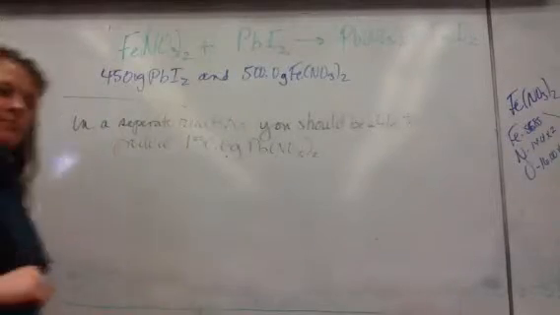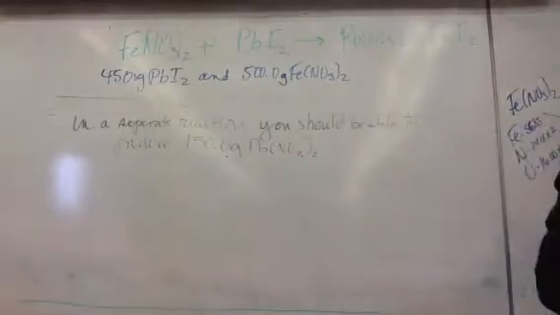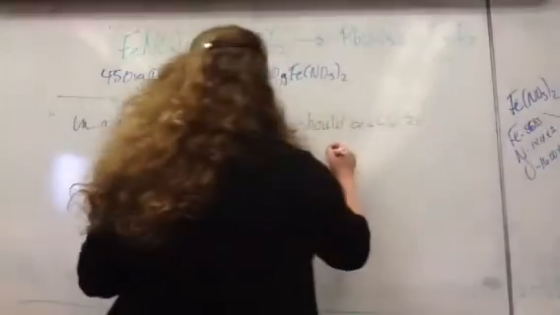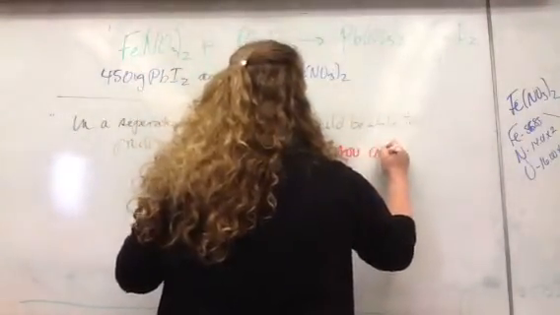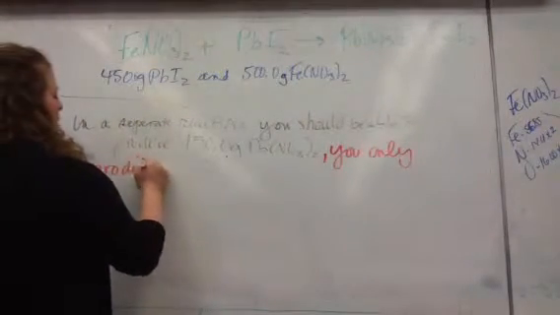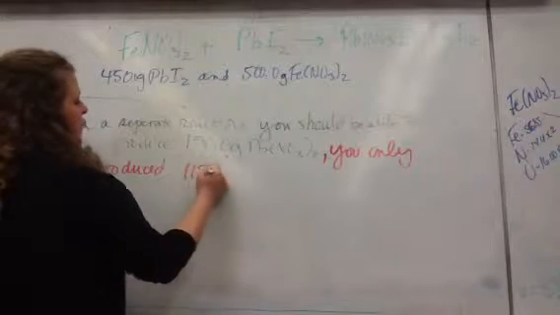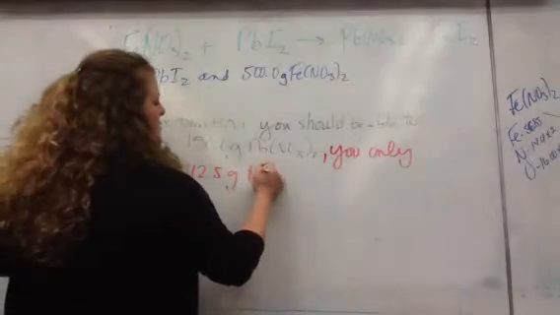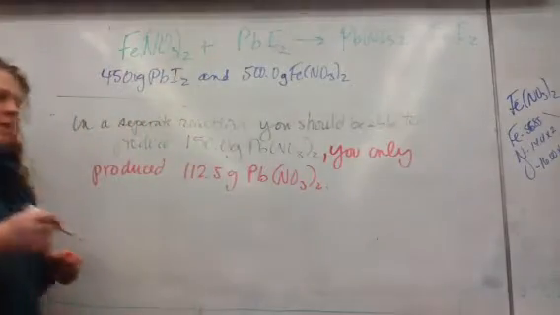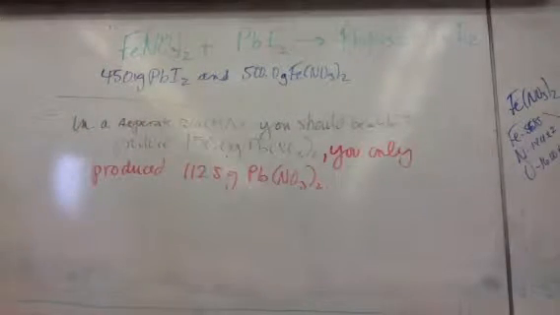But when you get everything all done and tallied up and counted up, you only produced 112.5 grams of lead 2 nitrate. Could you figure out what your percent yield was?